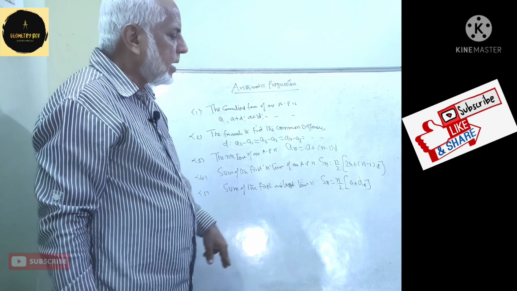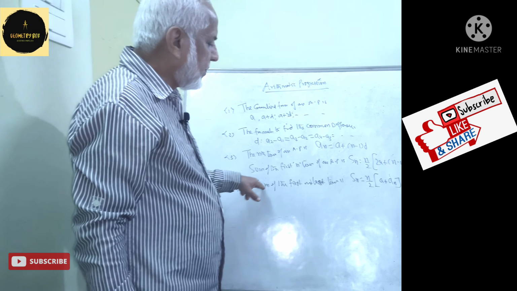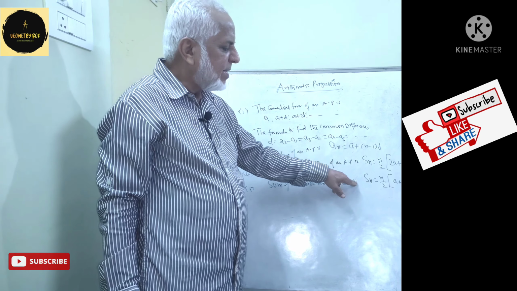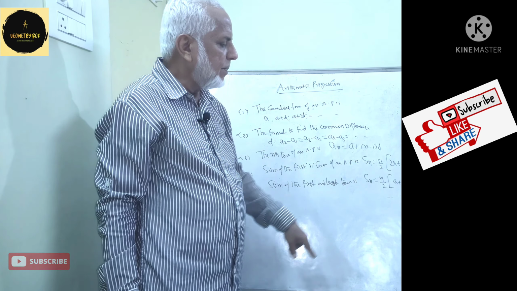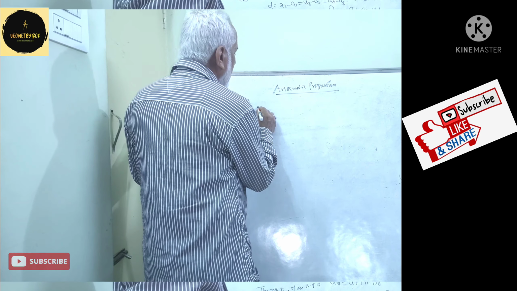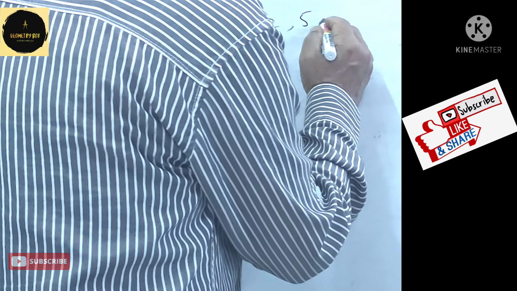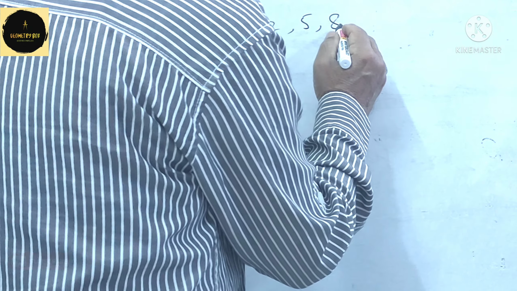Sum of the first n terms of an AP is Sn is equal to n by 2 into 2a plus n minus 1 into d. Sum using the first and last term is Sn is equal to n by 2 into a plus an.